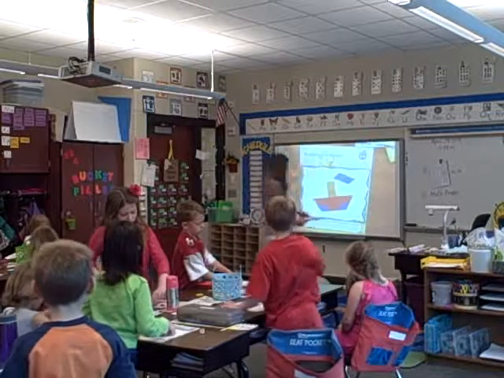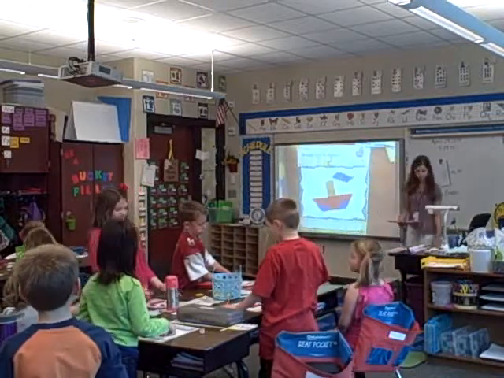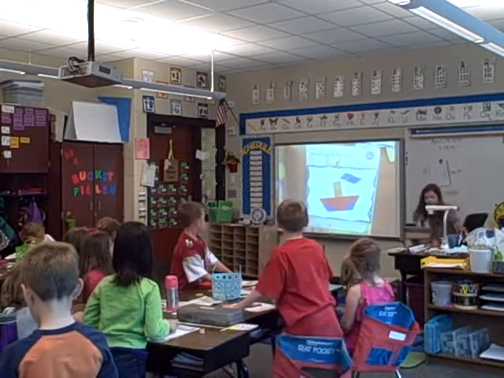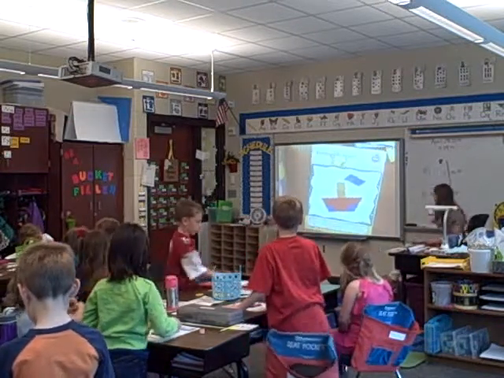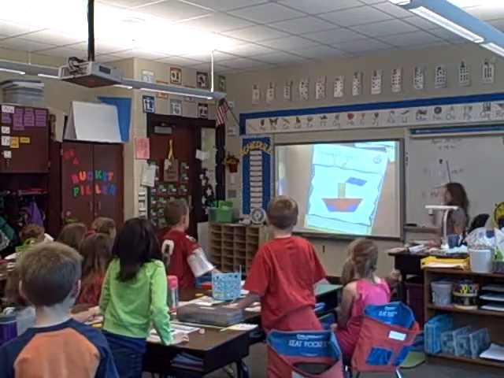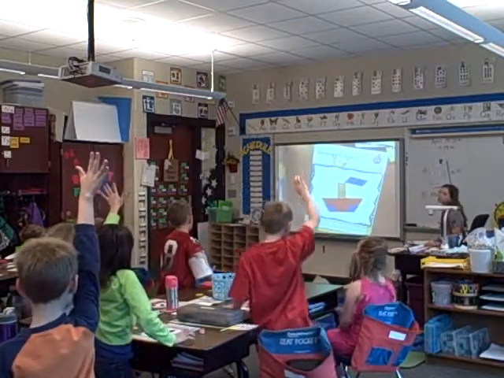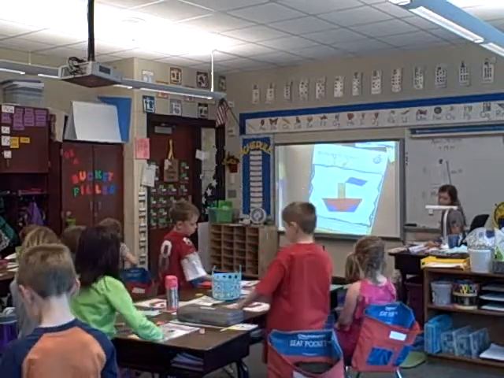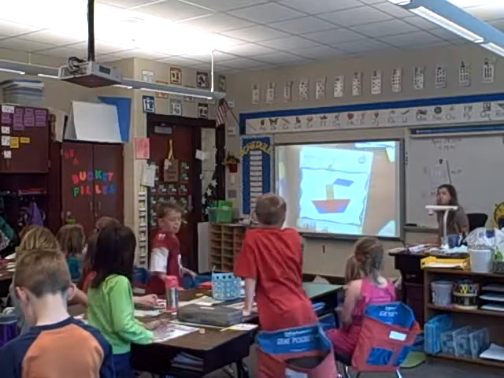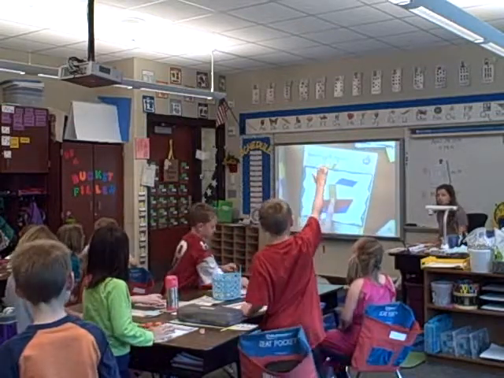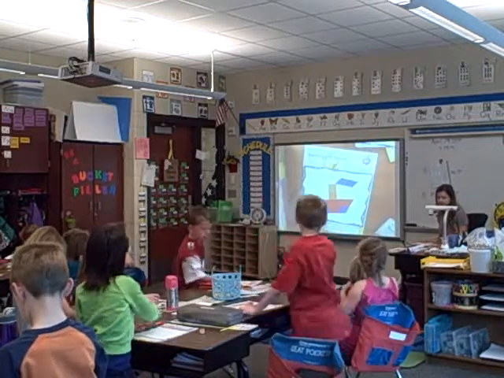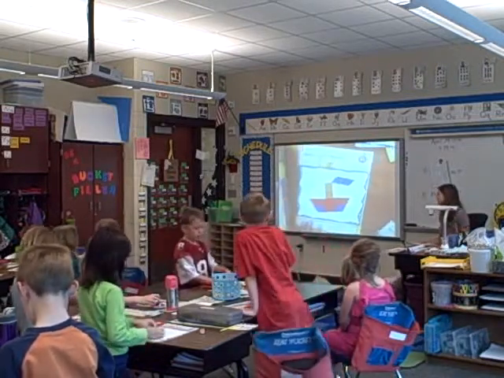Okay guys, look up here real quick. I want you to look at this boat. This is Ava's boat. How many shapes did Ava use to make her boat? How many did she use? Tell me. 10. Good. Ava used 10 shapes to make her boat. What kind of shapes did she use? What is this? What's this? Perfect. So she used 3 different shapes to make her boat.